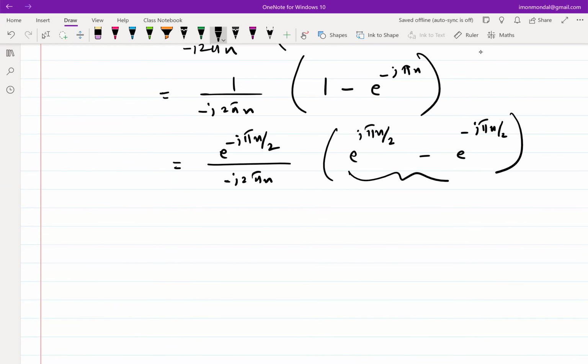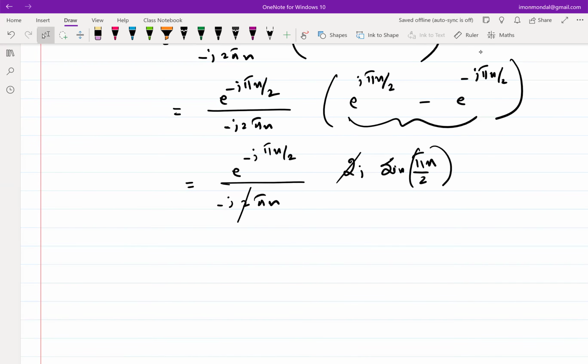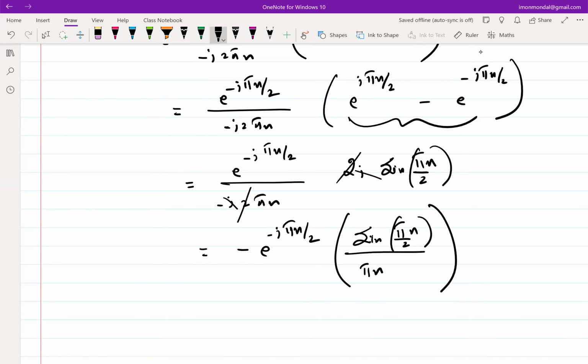And this term is 2j times sine pi n by 2. So what all things cancel? This will. So this essentially becomes minus e to the power minus j pi n over 2. J also cancels. Times sine pi n over 2 by pi n. Right, so this is your an.